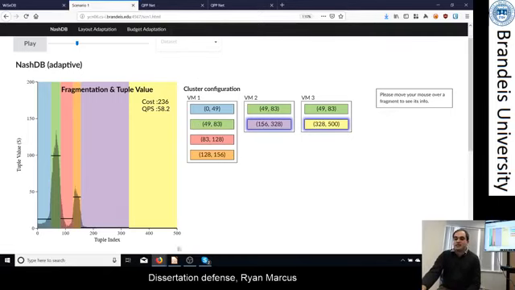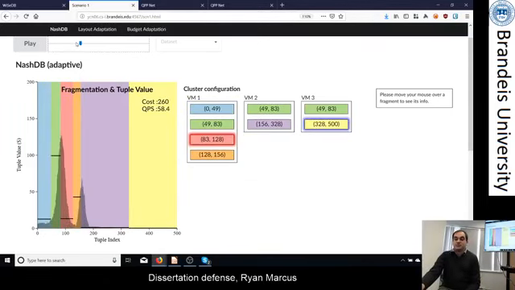Now, as the workload progresses, eventually this stops being the case. Eventually, my green fragment, which I've replicated a lot, is no longer getting a lot of traffic, and now my red fragment, the fragment next to the green fragment, is getting much more traffic. So when this happens, NashDB recognizes this.